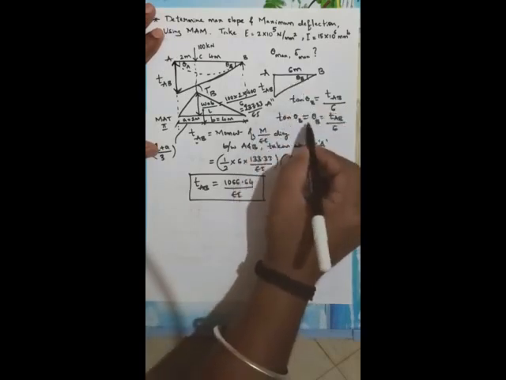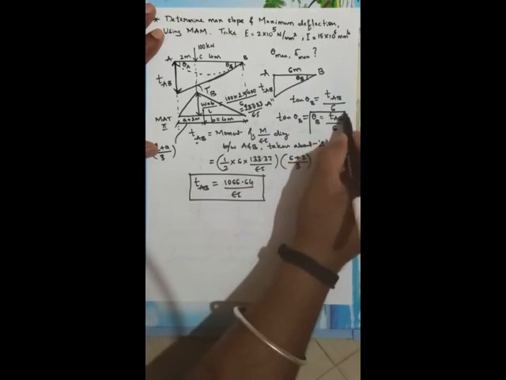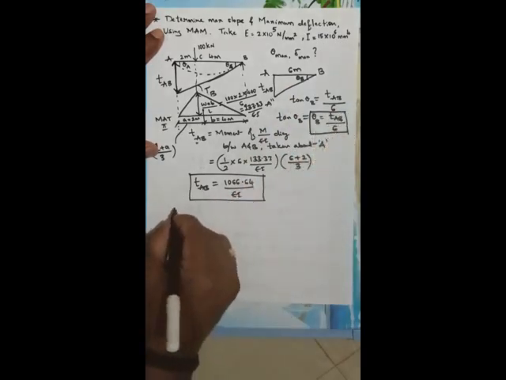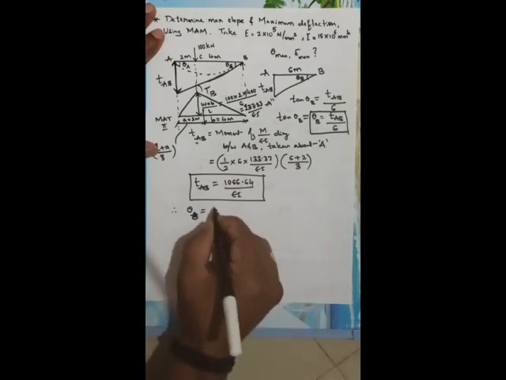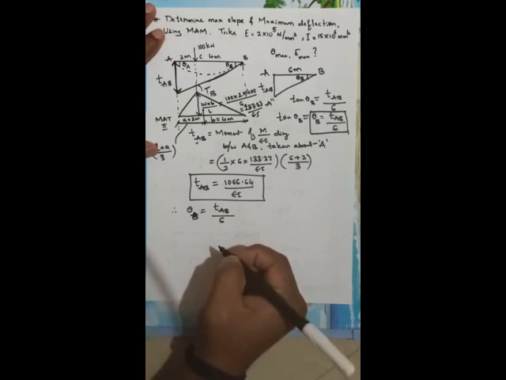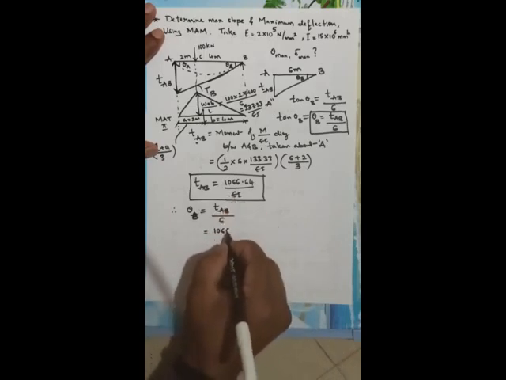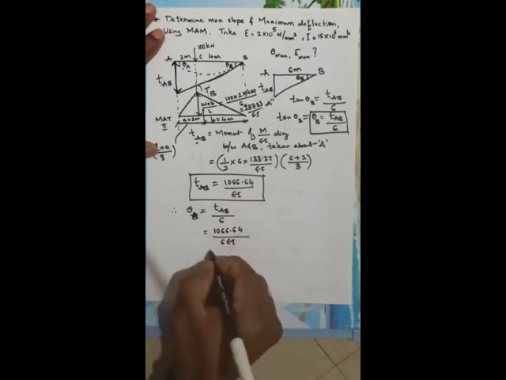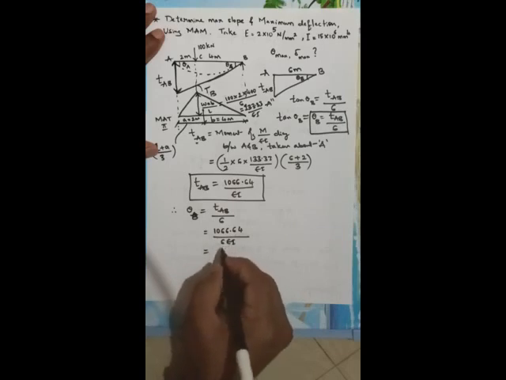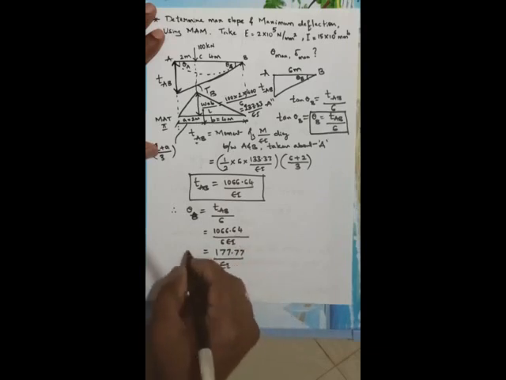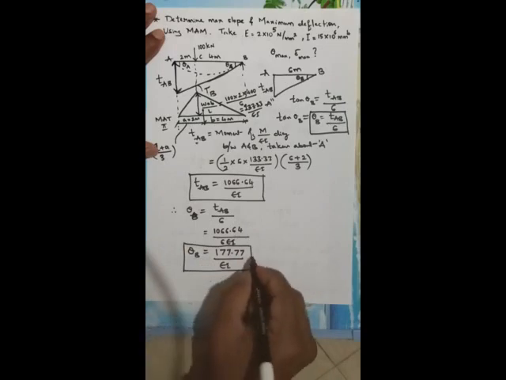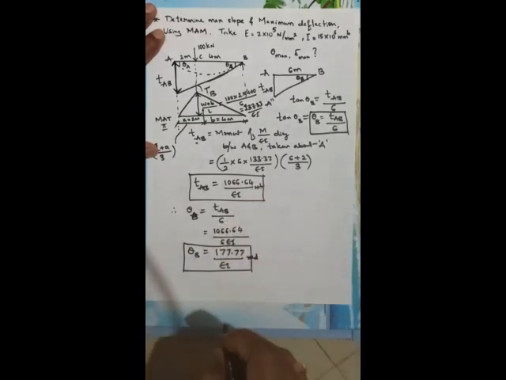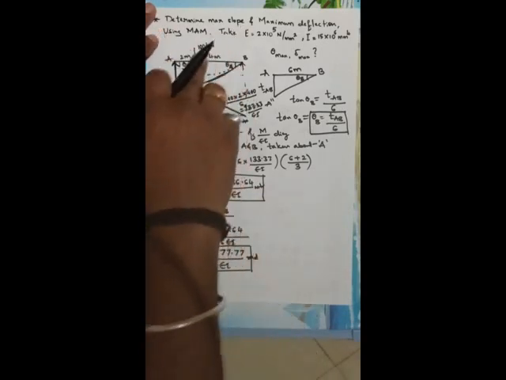Let us come back to this figure. We know theta B equal to TAB by 6. Therefore, theta B equal to TAB divided by 6, which is 1066.64 by 6 EI. Again, if you simplify this, you will be getting 177.77 by EI. This is theta B, in radians, and this is in terms of meters. So you got theta B. One slope you got.